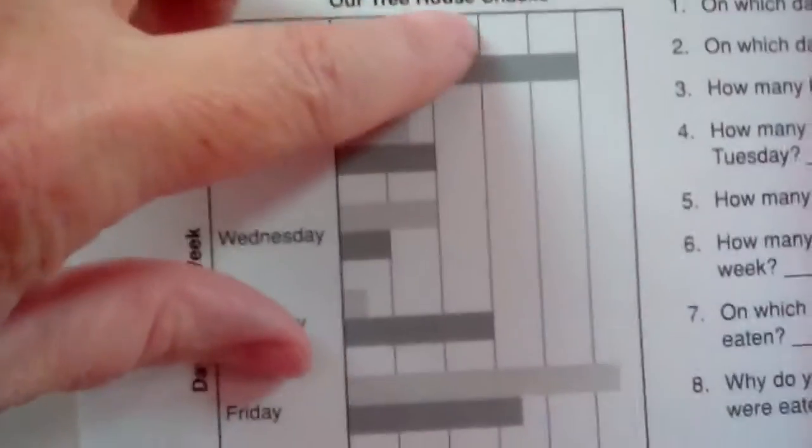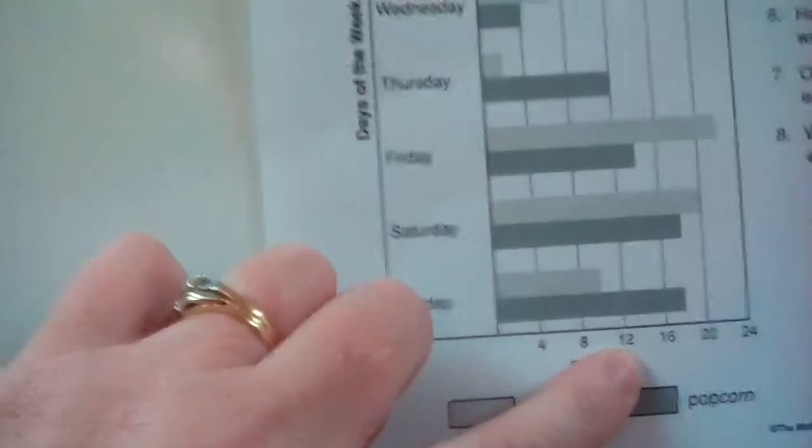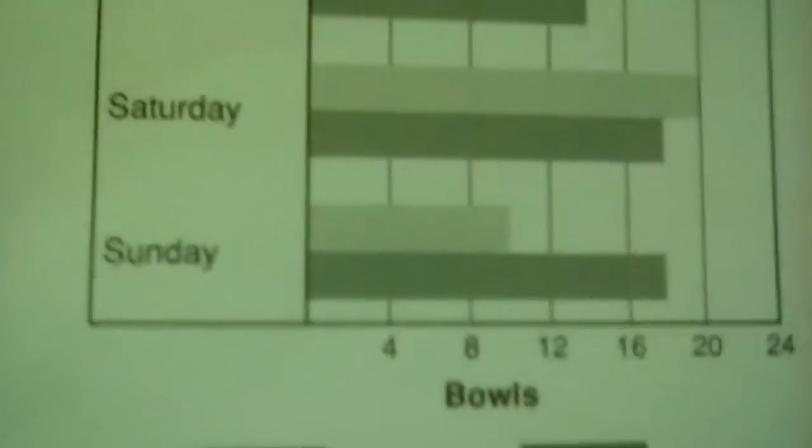So to understand this, here's Monday, this is pretzels, this is popcorn. If you follow this down, I had 12 bowls of pretzels on Monday, and it looks like on Monday there were 20 bowls of popcorn. So there's definitely more popcorn than pretzels. Then if you look, there's Tuesday, Wednesday, Thursday. Not a lot of pretzels on Thursday. More pretzels on Friday, Saturday, Sunday.